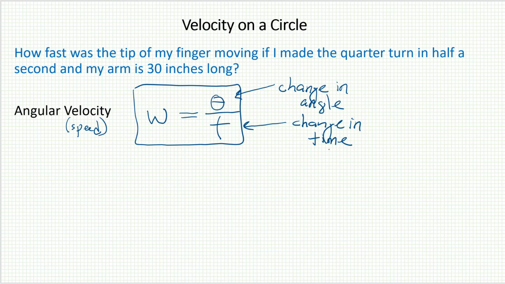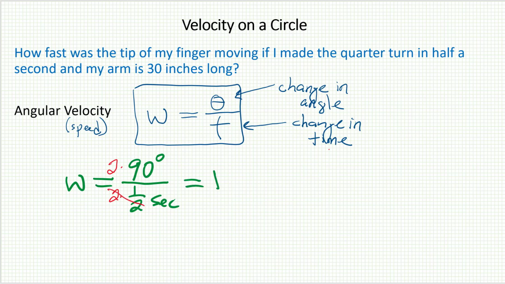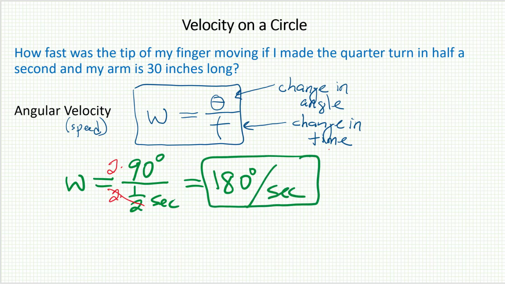So for me, the change in my angle would have been 90 degrees. I made a 1/4 turn, and my time was half a second. I'm putting the units on here so that we can see our units clearly in our final answer. To simplify this, if I multiply the top and bottom by 2, then what I end up with is 180 degrees per second. That would be my angular velocity, 180 degrees per second.